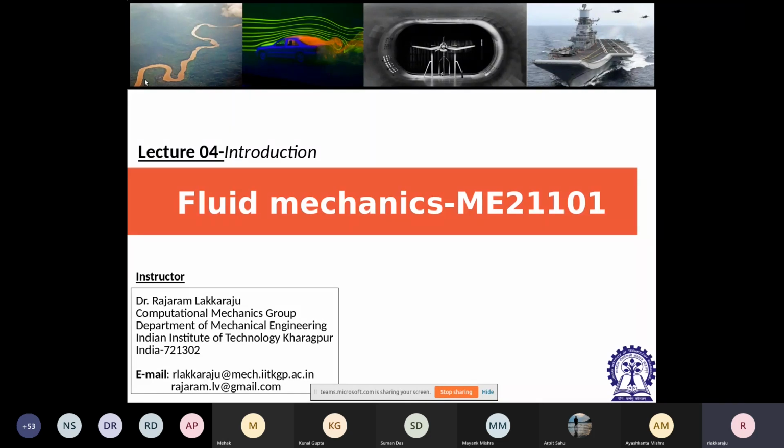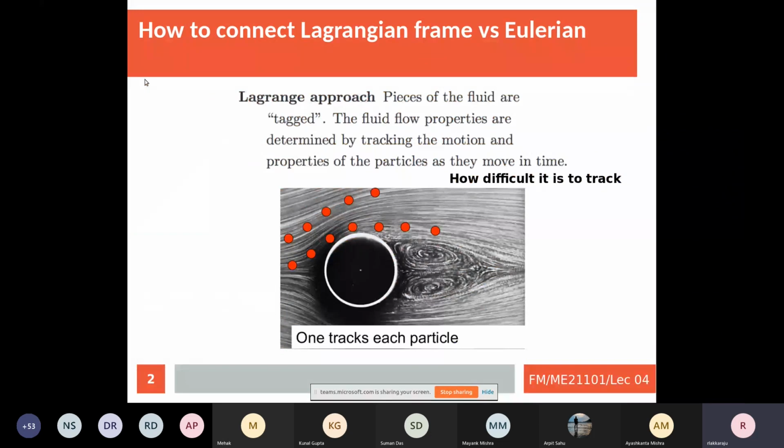And for that purpose, we formally introduce a few terms named streamlines, streak lines, path lines, something named stress field, pressure, and so on. To do that, the first thing we do is try to give two perspectives named Lagrangian frame and Eulerian frame, like I said in the last class.